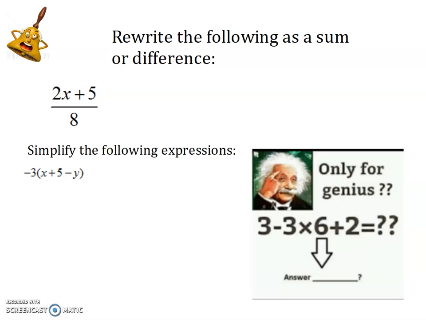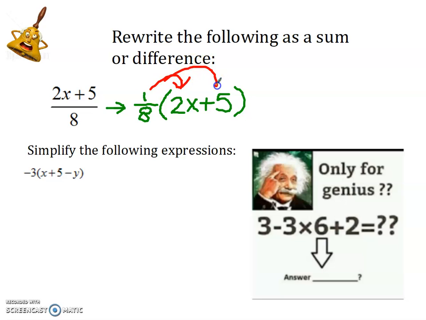So looking at the first one, we have these different expressions. It says rewrite the following as a sum or difference. And remember from last lesson, there's two ways we can do this. The first way is we can rewrite this expression as 1/8 times 2x plus 5. And then from there, you can just go ahead and do the distributive property that we learned last lesson. We also talked about a little bit easier way to simplify this fraction from yesterday's lesson.